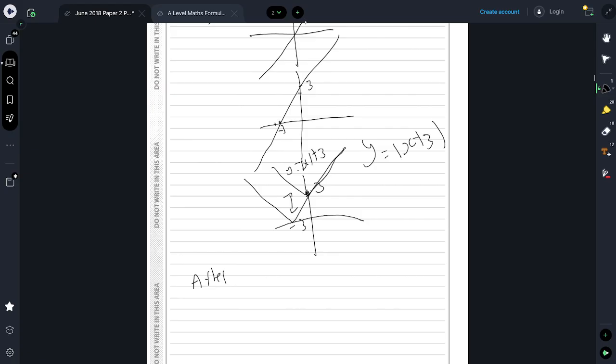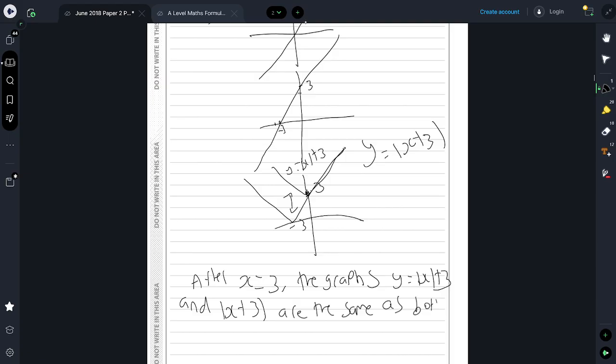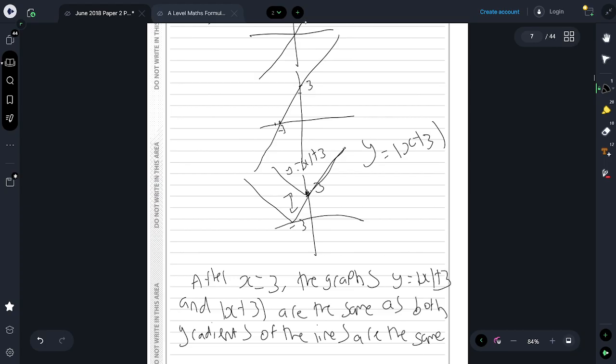So let's write this in words, I guess, a little bit. I'm not being too rigorous here, but I'd say something like: after x is 3, the graphs y is mod x plus 3 and mod x plus 3 coincide, are the same, right? As both gradients of the lines are 1, or the same. And intersect at 3.